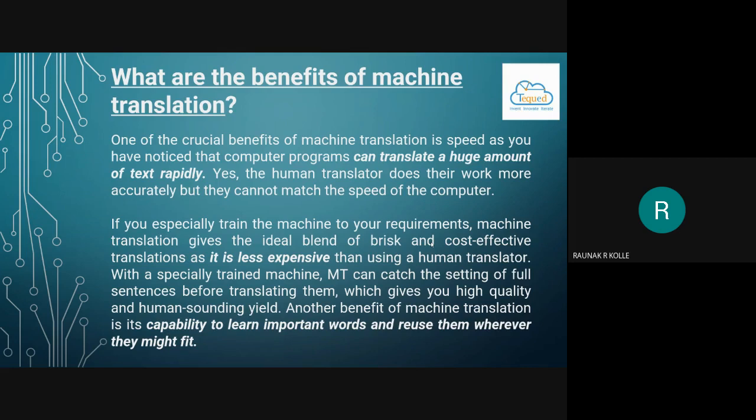If you specifically train the machine to your requirements, machine translation gives the ideal blend of quick and cost-effective translation, as it is less expensive than using a human translator. A specifically trained machine translation system can catch the context of full sentences before translating them, which gives you high quality and human sounding output. Another benefit of machine translation is its capability to learn important words and reuse them wherever they might fit.